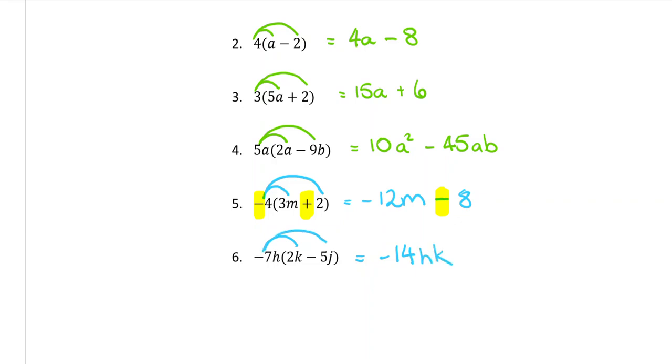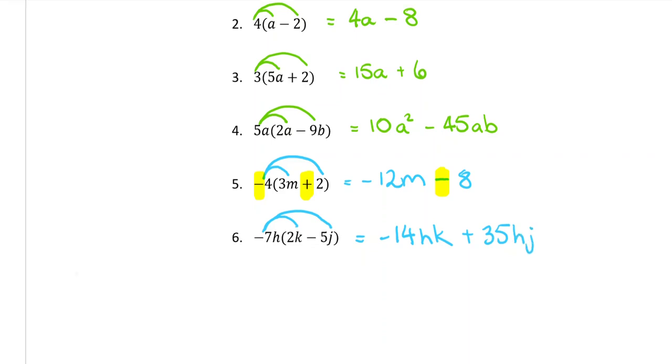Minus 7 times a minus 5. Two negatives will multiply together to give a positive. 7 times 5 is 35, and then we will have a H and a J. Okay, so now time for exercise 11.